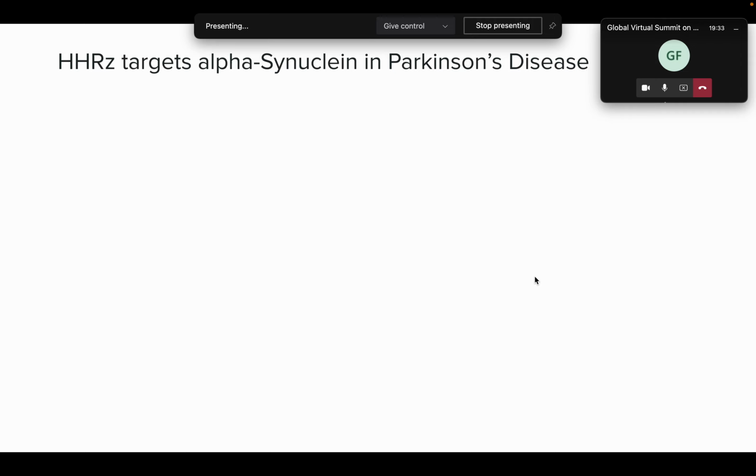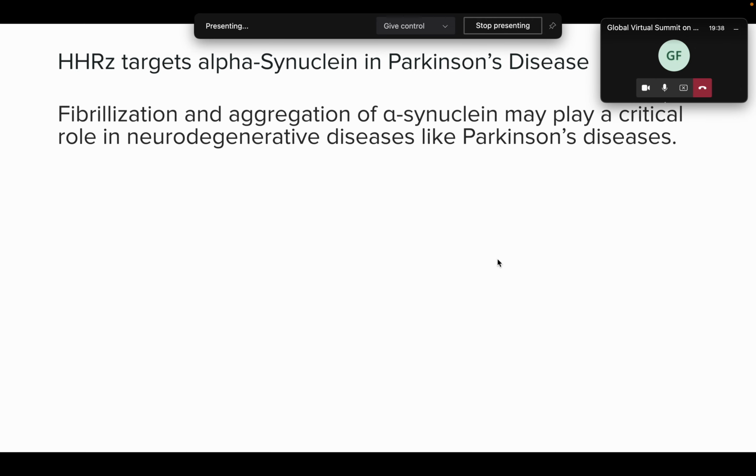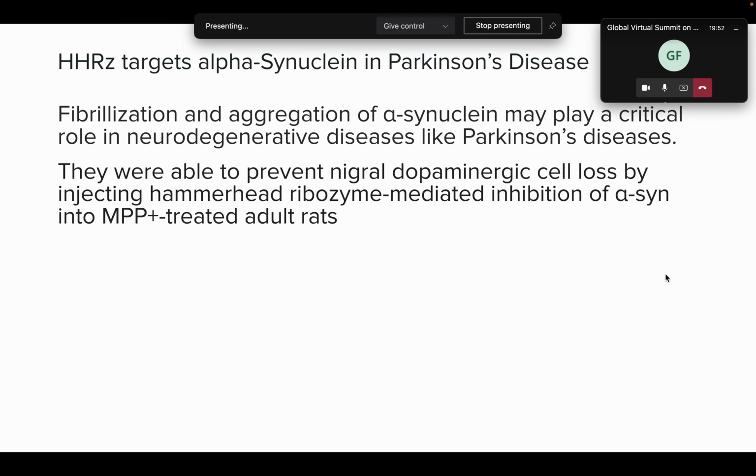And lastly, I'll go over how the hammerhead ribozyme targets alpha-synuclein in Parkinson's disease. So in Parkinson's disease, you have this fibrillization and aggregation of alpha-synuclein, which is a neurotoxin. And it plays a critical role in neurodegenerative diseases like Parkinson's. So they were able to prevent the nigral dopaminergic cell loss in the substantia nigra by injecting a hammerhead ribozyme-mediated inhibition of alpha-synuclein into the MPP-treated adult rats.